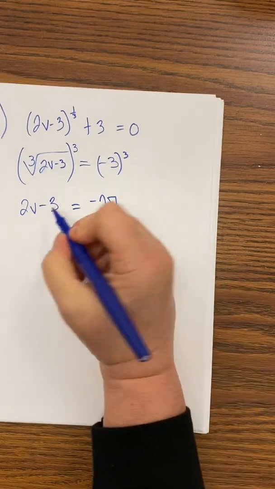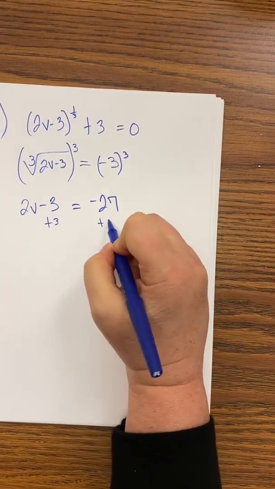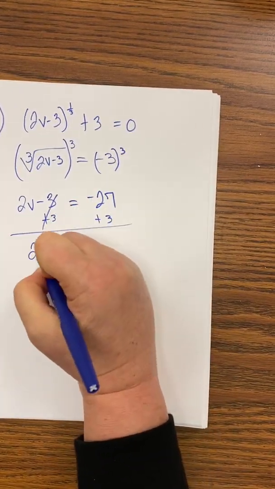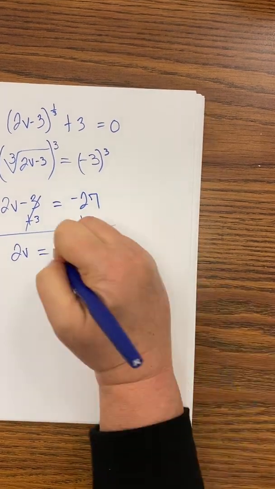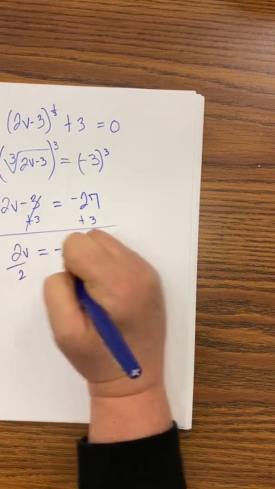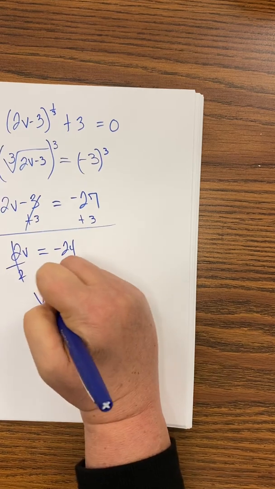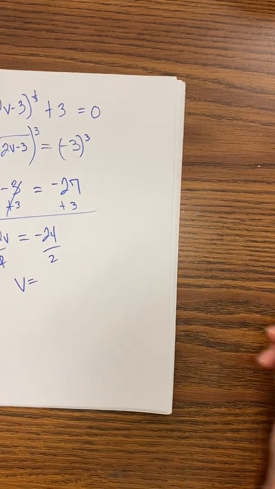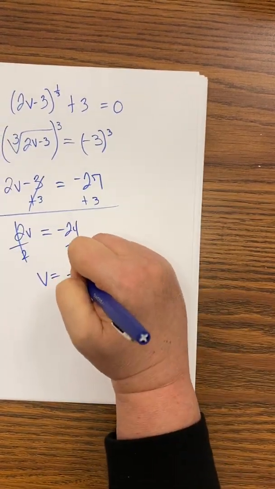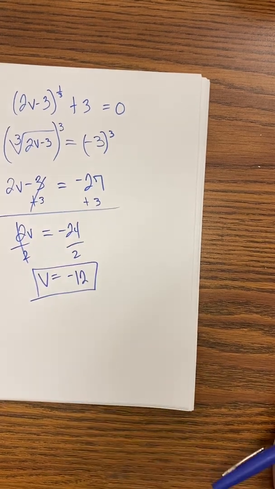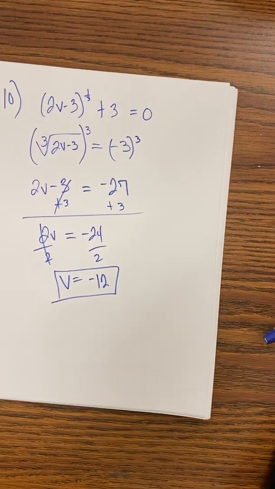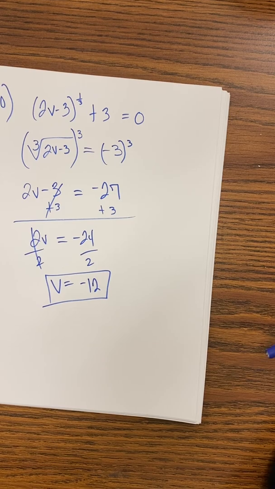And then now we solve it. So we're going to add 3, add 3. So that's going to be negative 24, divide by 2, divide by 2. And that will be negative 12. And that is hopefully just about everything you'll see on lesson 6-7, which is solving radical equations.